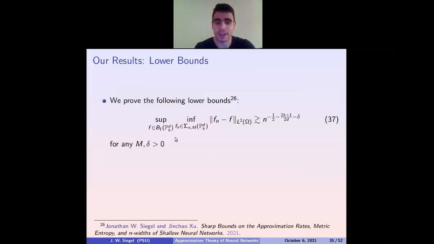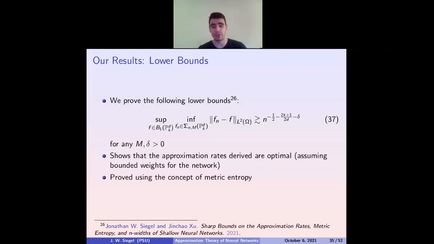So it turns out that under this restriction on the L infinity norm of the AIs, you cannot improve this approximation rate. So for any delta and for any bound on the AIs, you cannot improve beyond n to the minus 1/2 minus 2k plus 1 over 2d. We don't know if maybe it's possible to do that with no restrictions on the AIs at all, but with that restriction, we can show this lower bound and show that the upper bound cannot be improved.